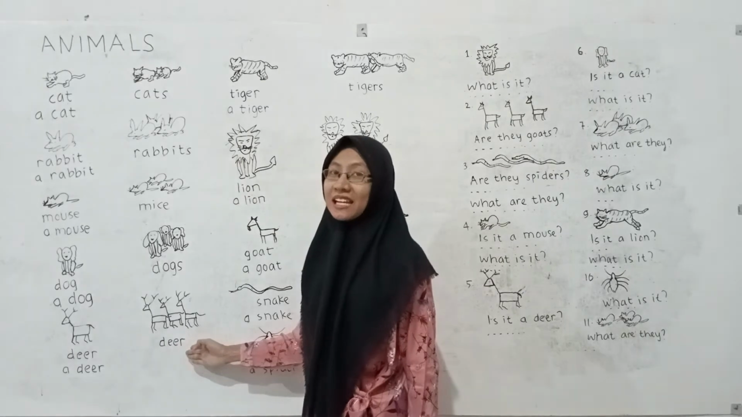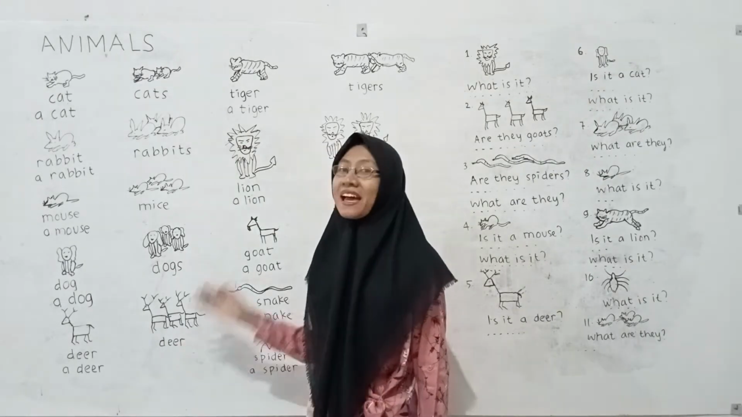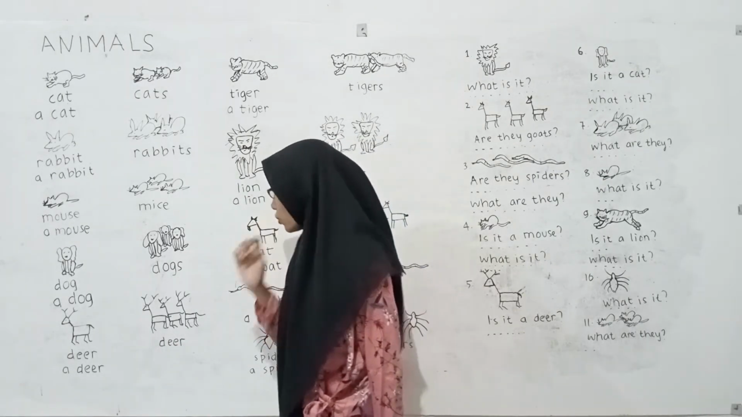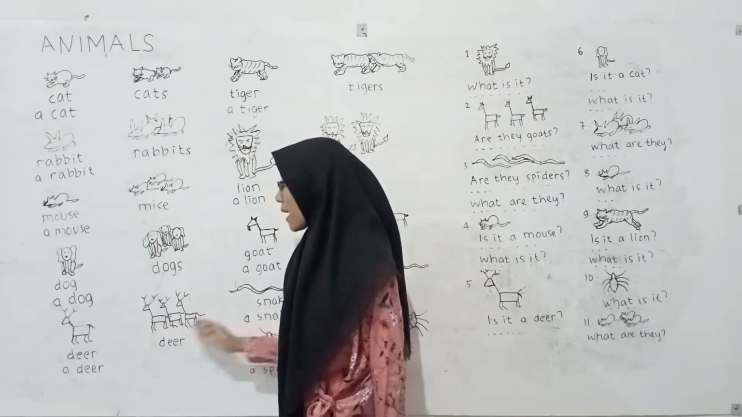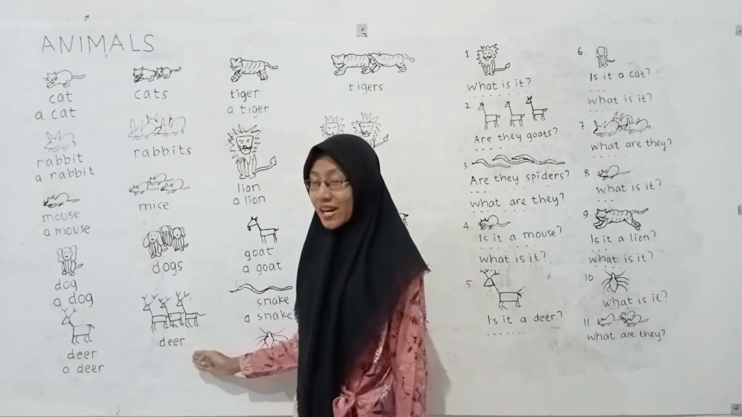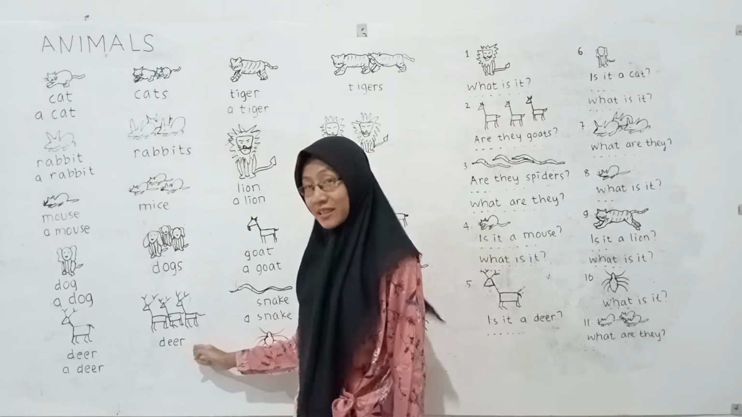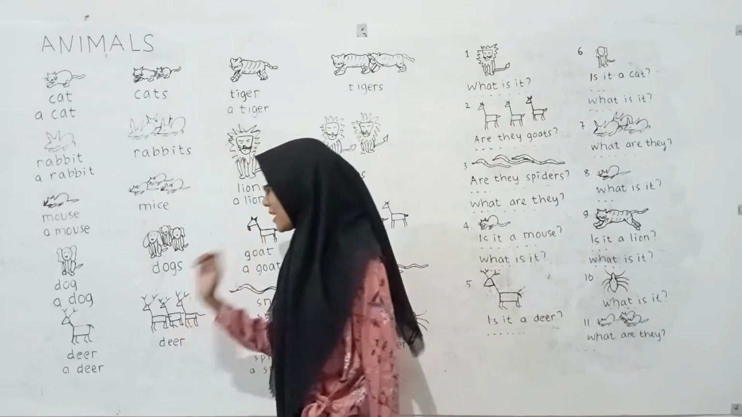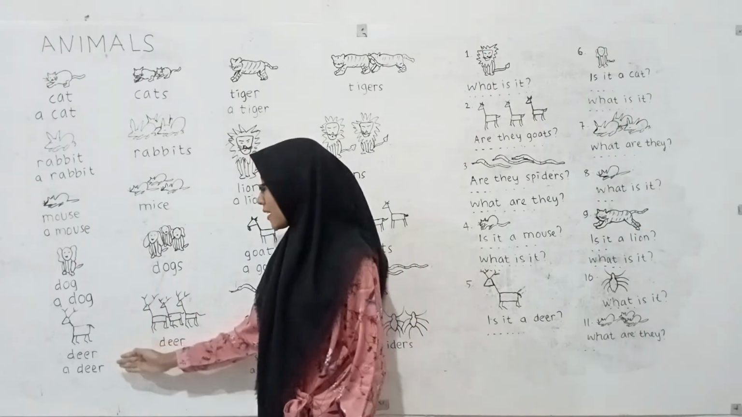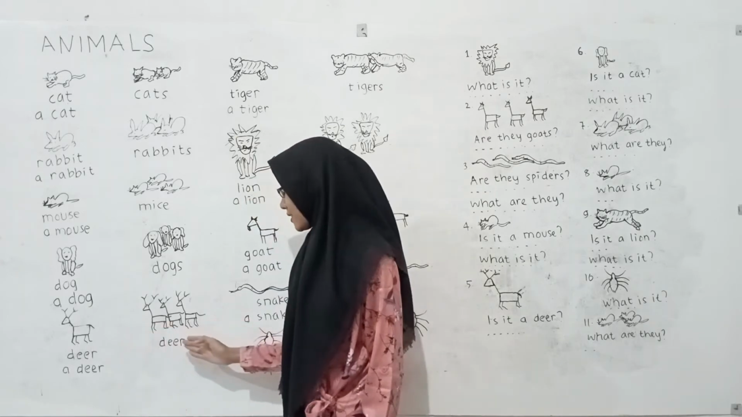Next, deer. A deer. Deer. Artinya rusa. Nah, diingat lagi ya. Untuk deer, kalau banyak, dia tidak pakai S juga. Tetap deer seperti ini ya. Kita ulangi. Deer. A deer. Deer.